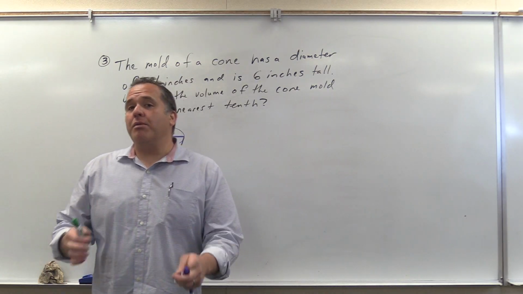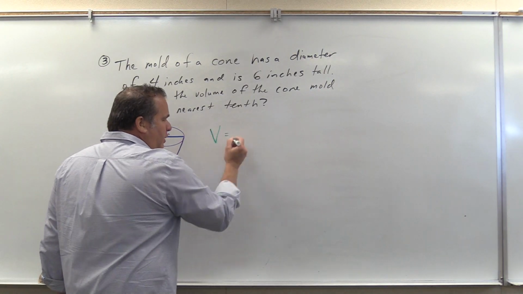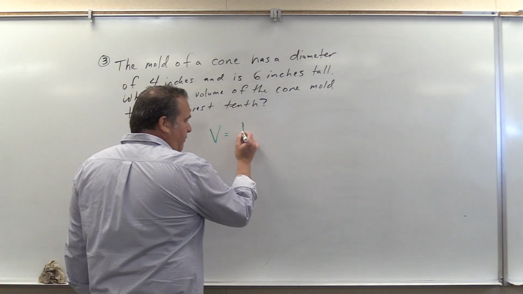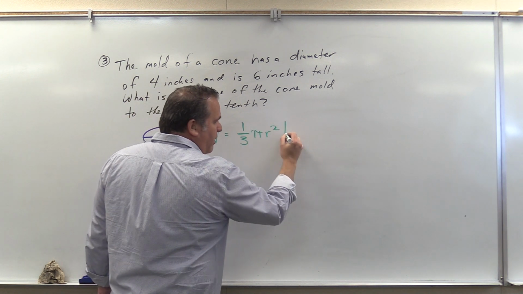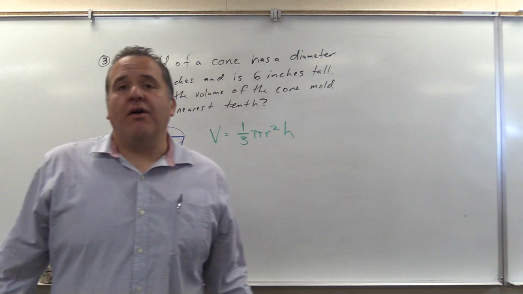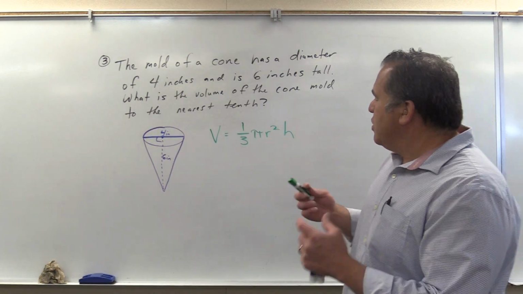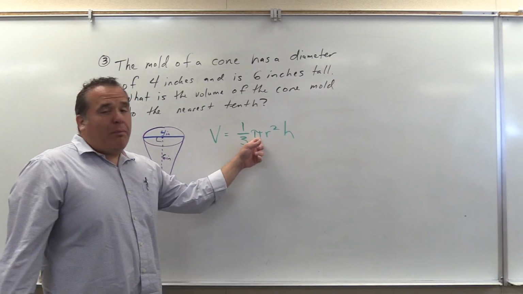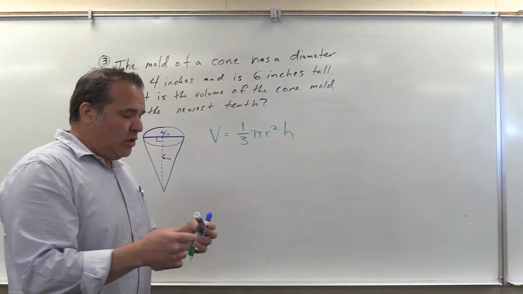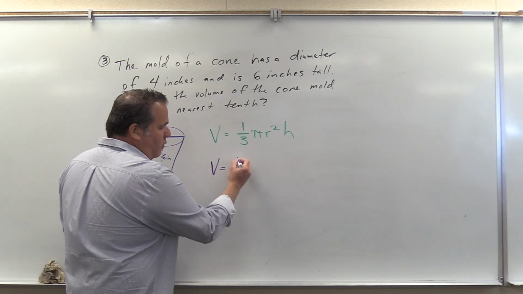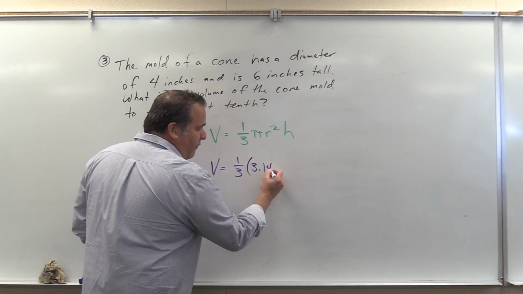Now, if we remember what our formula was for the volume of a cone, it is volume equals 1/3 pi r squared times the height. This is our formula for the volume of a cone. Everyone should know pi. Pi is equivalent to 3.14. So we're going to go ahead and use this. We're going to say the volume is going to equal 1/3 times pi. Now we should know that pi, once again, is 3.14.